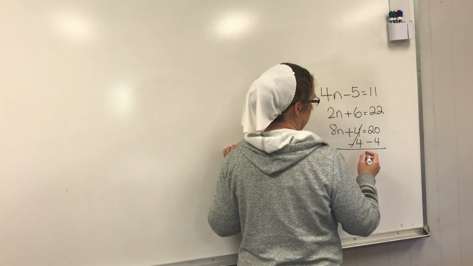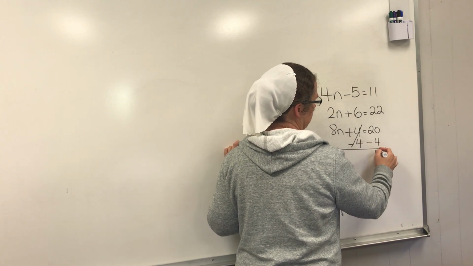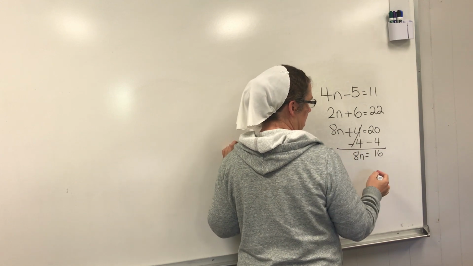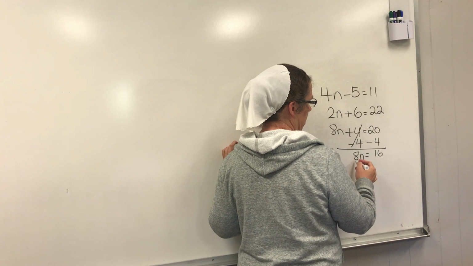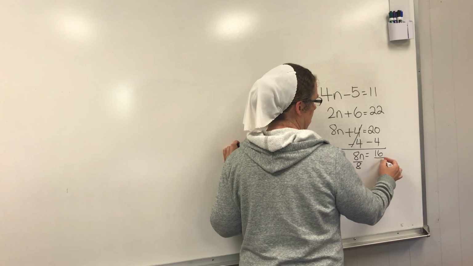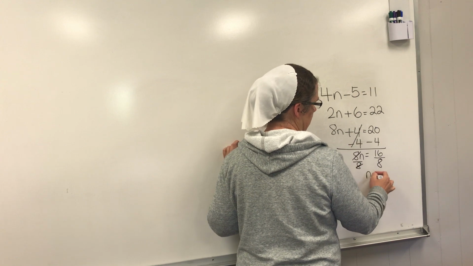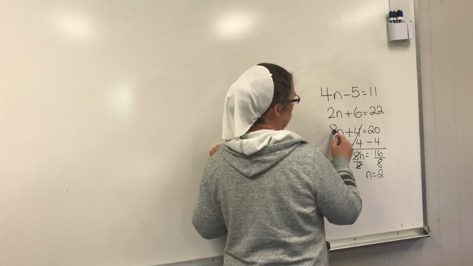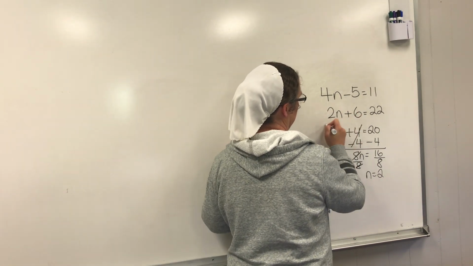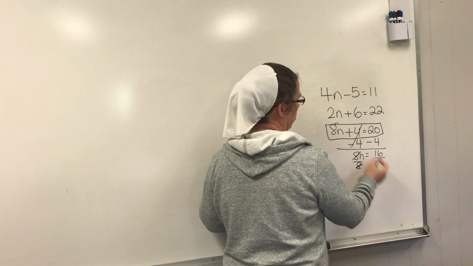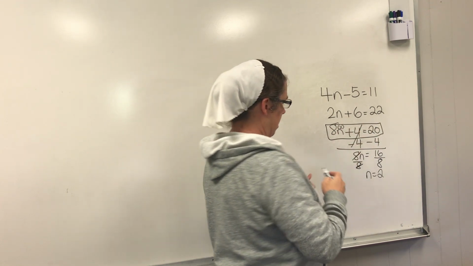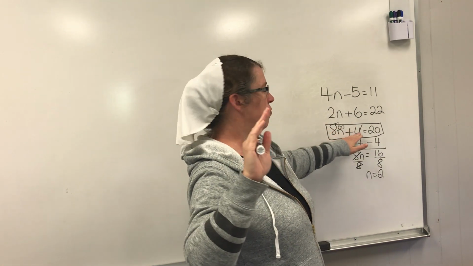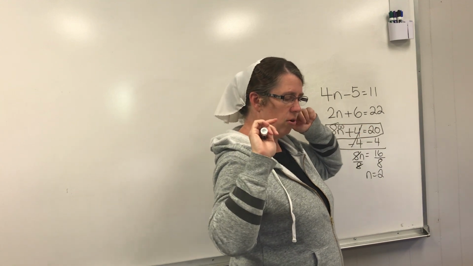Going to subtract. 20 take away 4 is 16. Drop your 8n down. Now we're going to get n by itself. This is a multiplying equation. The opposite is dividing both sides by 8. n equals 2. And then to check it, go back up to your original equation. Put 2 where the n is and solve it. 8 times 2 is 16. Plus 4, 20. You guys know you're right.